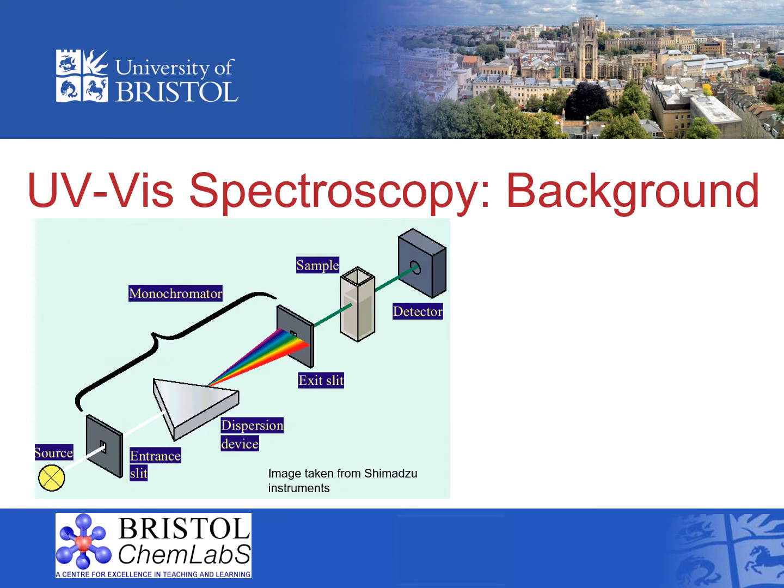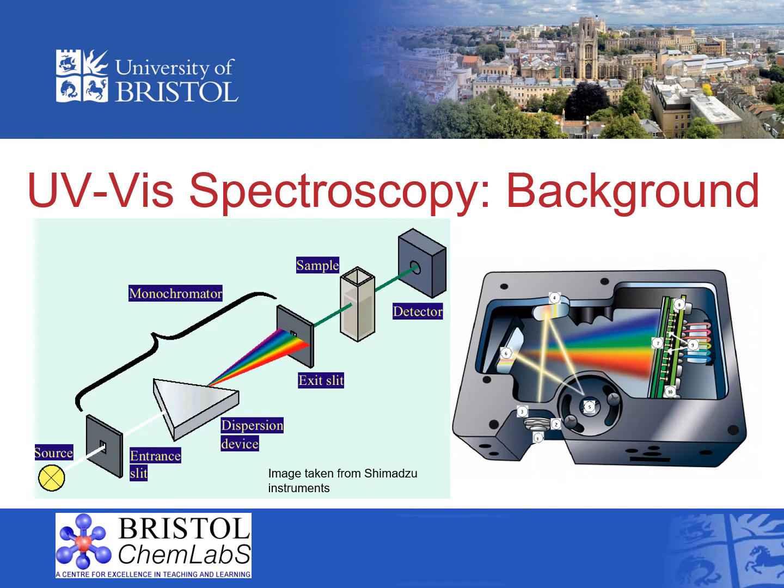Here is a simplistic view of how a UV-Vis spectrometer functions. Light is emitted from a light source and is split by a prism to spread the wavelengths of light out. This light is then passed through the sample, with all the light that is not being absorbed by the sample getting detected by the detector.